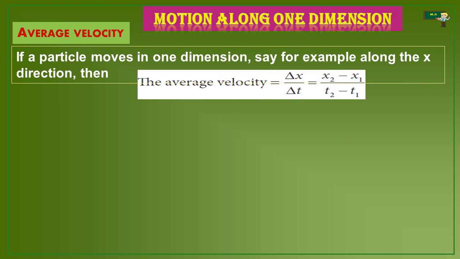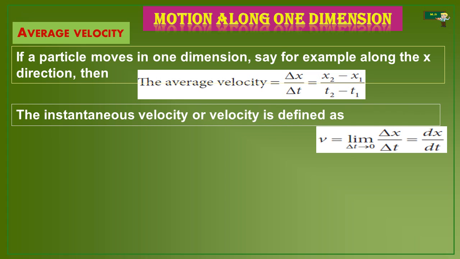If a particle moves in one dimension, say for example along the x direction, then the average velocity is equal to del x by del t, which is equal to x2 minus x1, final position minus initial position, divided by final time minus initial time. The instantaneous velocity or velocity is defined as v is equal to limit del t to 0 of del x by del t, or dx by dt.